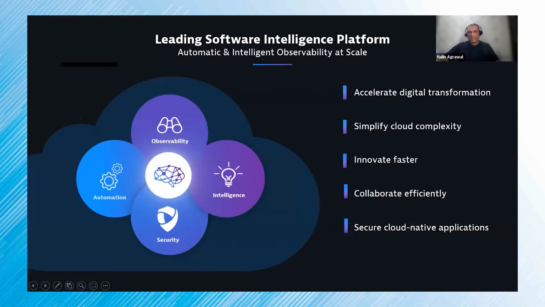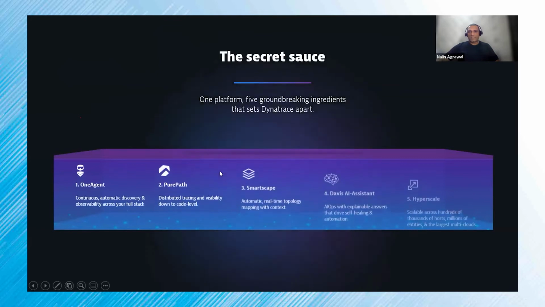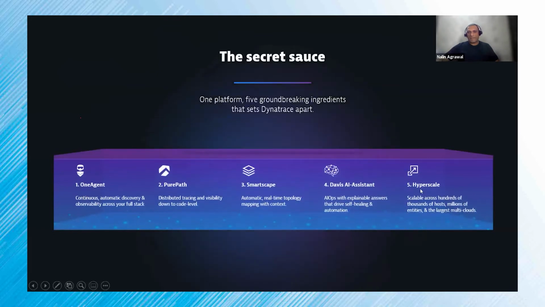In the subsequent slides, we will see how 4 areas are completely covered by Dynatrace: first observability, second AI intelligence, then application security, and automation. The secret sauce is 5 key components of Dynatrace, and we'll be looking at each one of these key components in the subsequent slides.